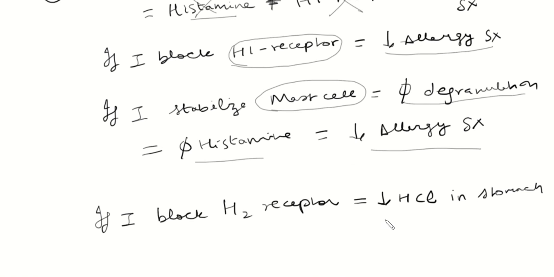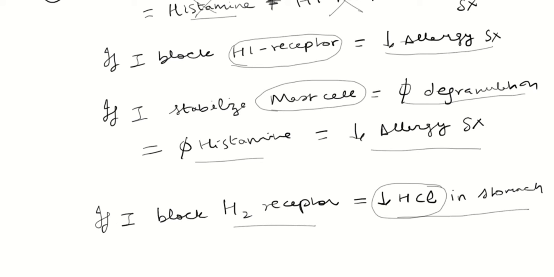Okay. If I block the H2 receptor, so remember the H2 receptor gives us hydrochloric acid in the tummy, there's going to be less hydrochloric acid in the stomach. And these are the drugs we are going to talk about. Drugs that block the H1 receptor will decrease symptoms of allergy. Drugs that stabilize mast cells prevent degranulation of mast cells and prevent allergies. And then blocking of the H2 receptor is going to decrease the acid. So that's what we're going to talk about next.